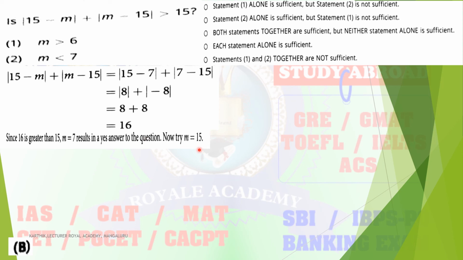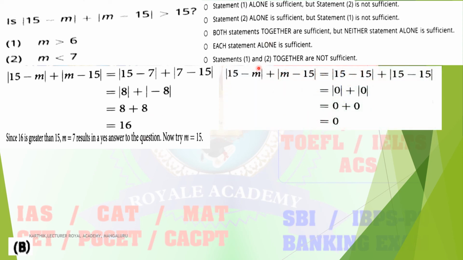Now try for m equal to 15. If you try m equal to 15, what happens? So I will choose m equal to 15 here. 15 minus 15 plus 15 minus 15, so 0, you are getting 0. So the answer is 0.